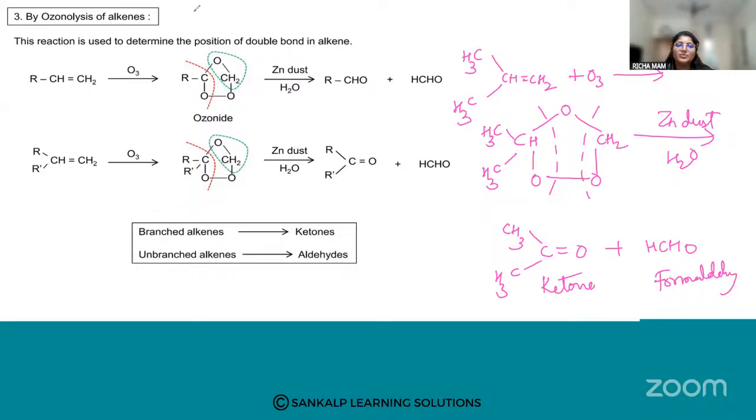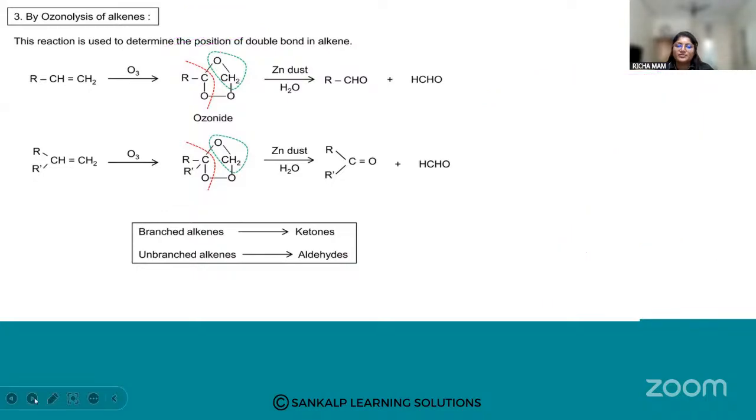Very, very important. Mark this as important. Addition of ozone: the O3 molecule we add across the alkene, and we are going to cleave it. Further, the ozonide will get cleaved by using zinc dust and water. So it will give you aldehyde, ketones, or a mixture of both. Is it clear? Very, very important.